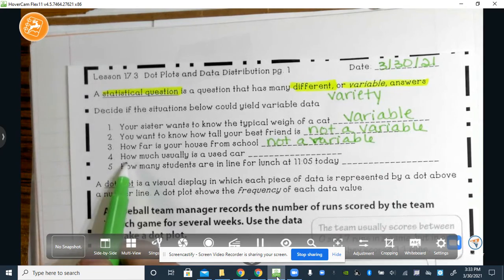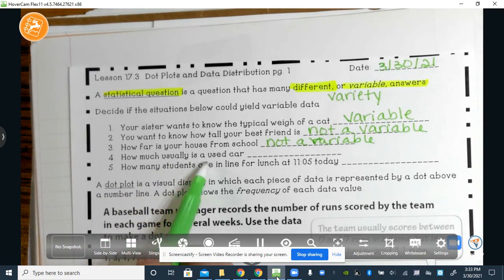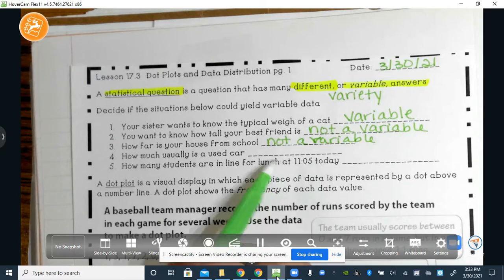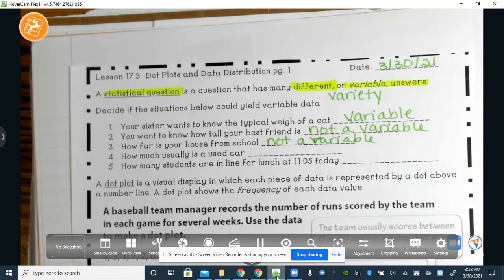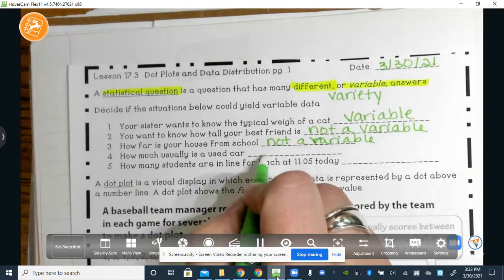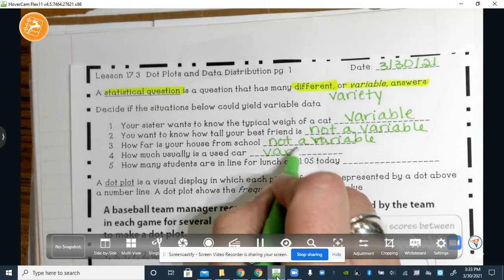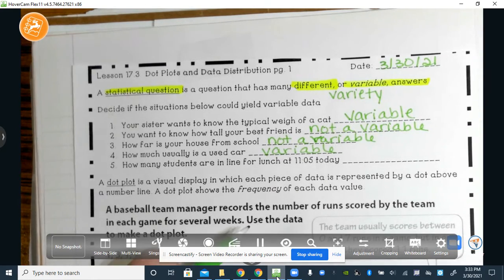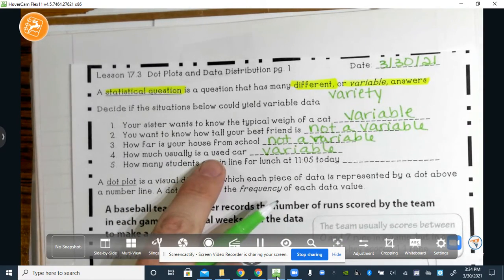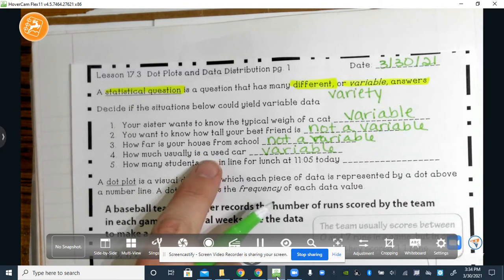Okay, question number 4 has, how much usually is a used car? Well, this all depends. This is going to give me a variety of answers, because an older car may be worth less than a newer car. You may have to pay more for a newer used car than an older used car. The condition, the miles that it has on it, the make, the model, if it's been in a wreck. We came up with lots of different answers of why used cars aren't just one price, that it can be several prices.